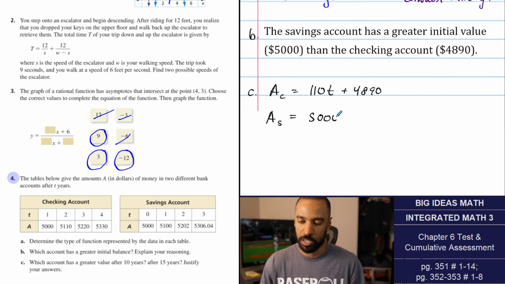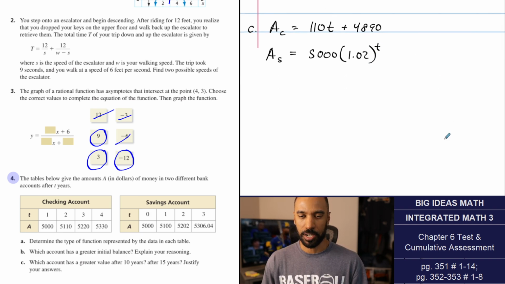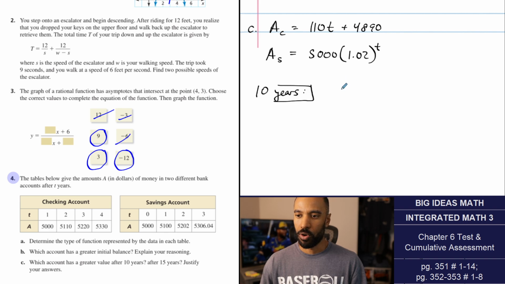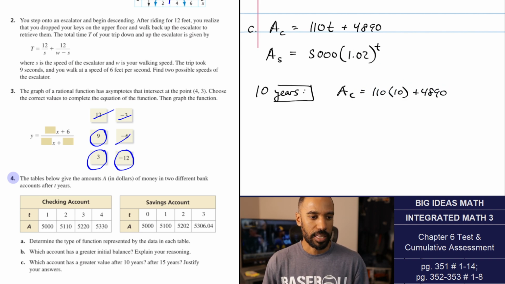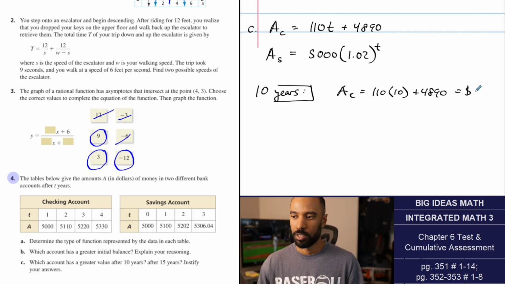This is y equals ab to the x form: 5,000 times 1.02 to the t power. So these are the two equations we're going to be using for these sets here. For 10 years, we have to compare these two. A sub C is 110 times 10 plus 4890. Let's check that out. I'm getting $5,990.